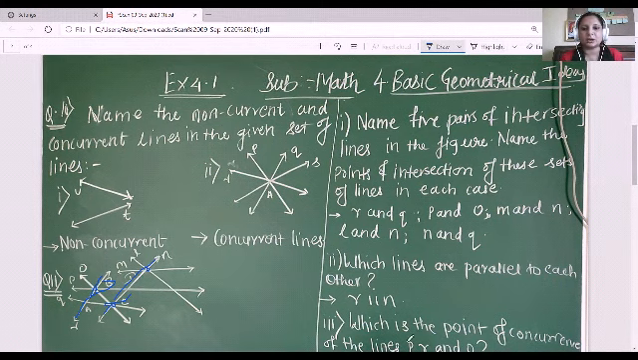The next question is, which is the point of concurrence of the lines P, R and O? Now if I will see line P, if I see line R, and if I will see line O, see here, line P, line R and line O. B is the intersection or concurrent point. We can call it as point B. Is it clear to you? So you are going to write here as a point B. Let's move with the next question now here, children.